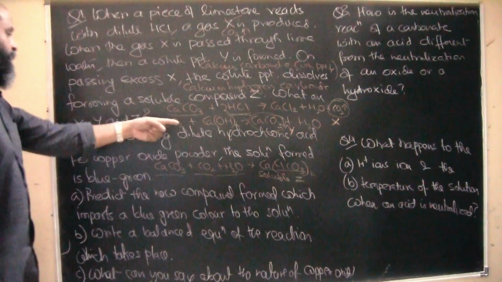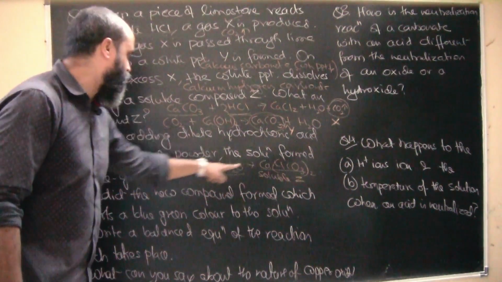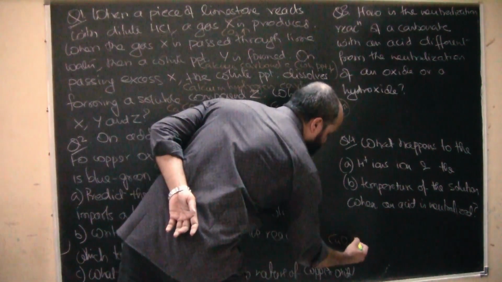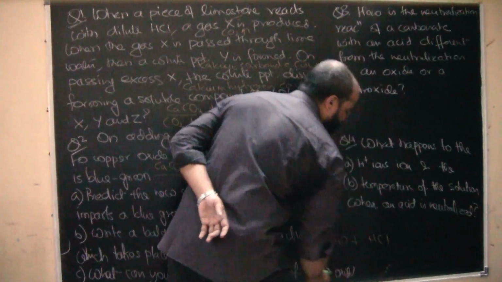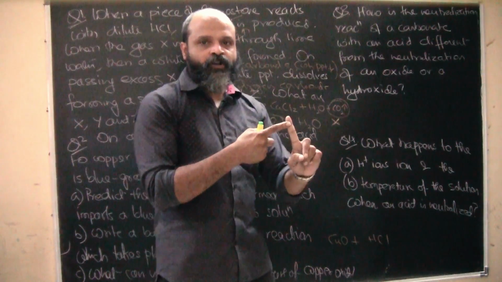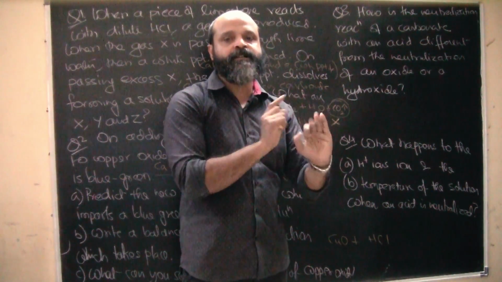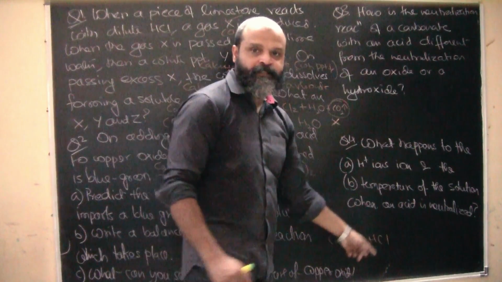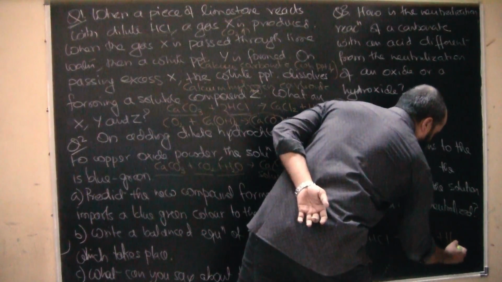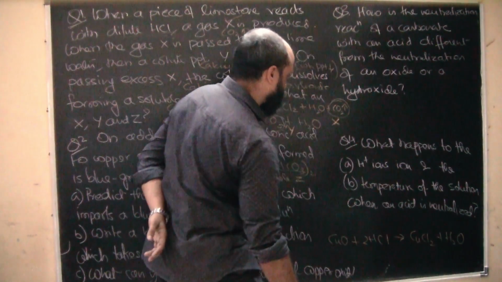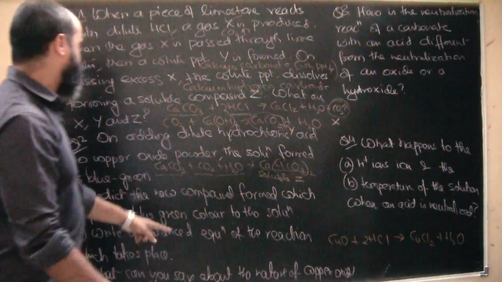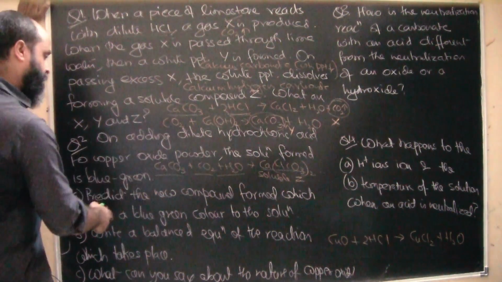Alright. On adding dilute hydrochloric acid to copper oxide powder, the solution formed is blue green. So this is basically copper oxide, and we are adding acid. What type of reaction would this be? Copper oxide is a base. Oxides, hydroxides, carbonates and hydrogen carbonates of metals are all bases. So base plus acid will give you salt, that is CuCl2, plus water. We can just balance this equation: copper oxide plus hydrochloric acid is going to give you copper chloride plus water.